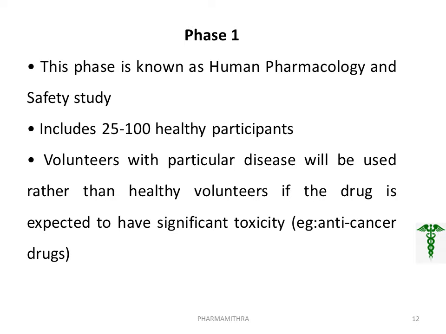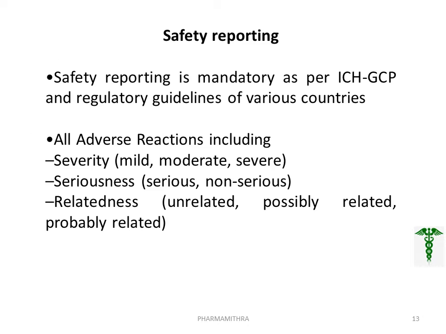Next comes phase 1, otherwise known as the human pharmacology and safety study. Instead of 10, we are using 25 to 100 healthy participants, and we also try to use volunteers or participants with a particular disease, to see whether the new drug is good for them or causing any effect. Normally in phase 1 we have many trials, especially for anticancer drugs.